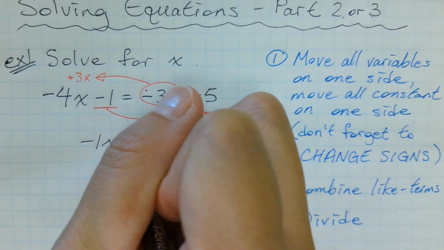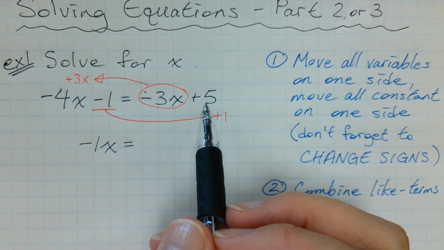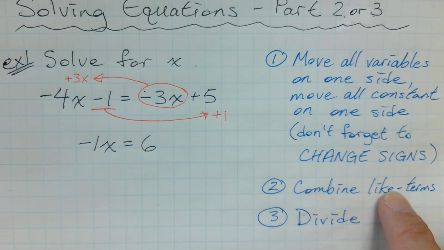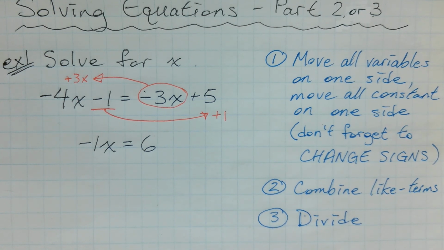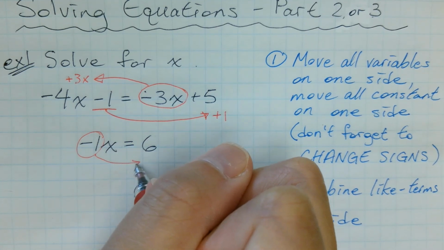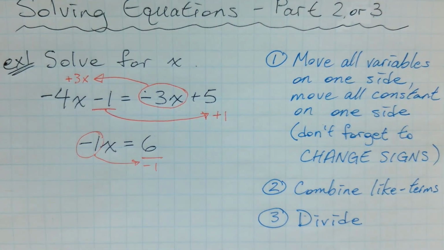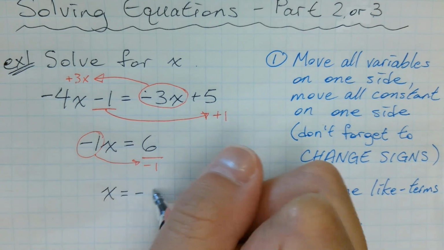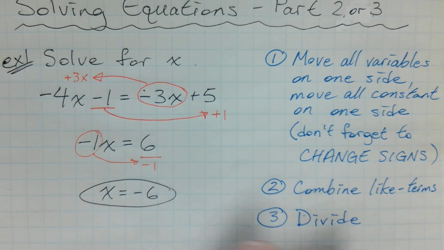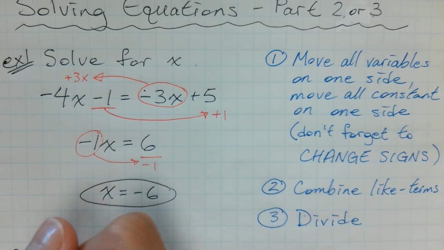So what's negative 4x plus 3x? Negative x, or negative 1x. And then 5 plus 1? 6. So we just did the second step, combine like terms. Last step is divide. What are we dividing? The negative 1. Divided by the negative 1. So x equals negative 6. Does it make sense? Good.